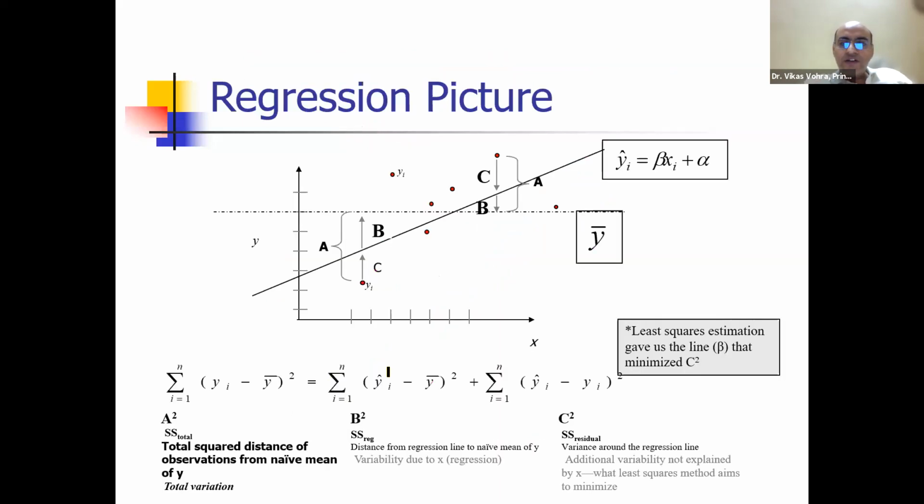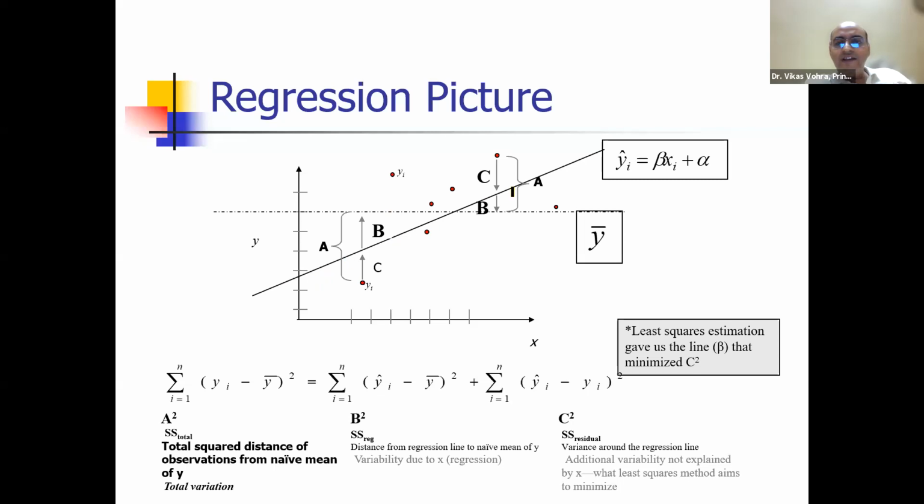This is an important concept and an important regression picture. If we understand this, we will be able to understand how regression works. So let us see, there are two variables, X and Y. X is an independent predictor, Y is an outcome. Suppose the average of Y is the naive mean, the simple mean of Y. Whatever data points we have for Y, it is this value denoted by this dotted line.